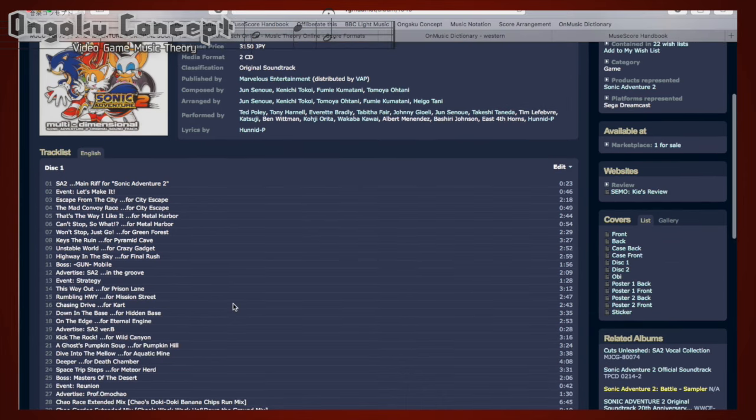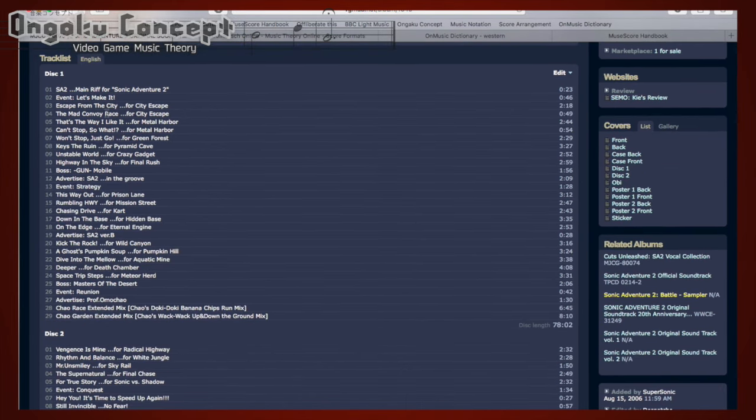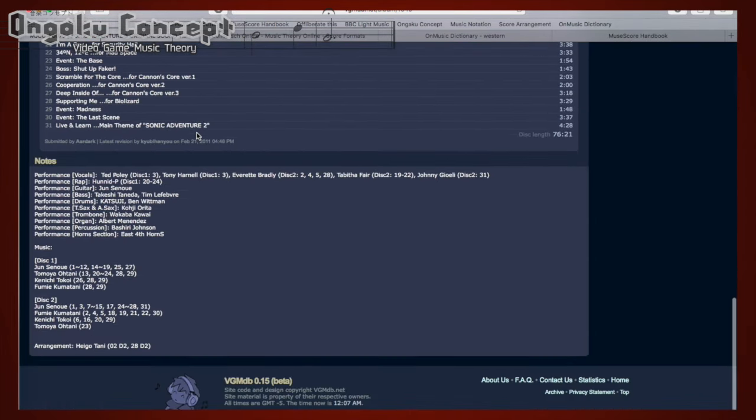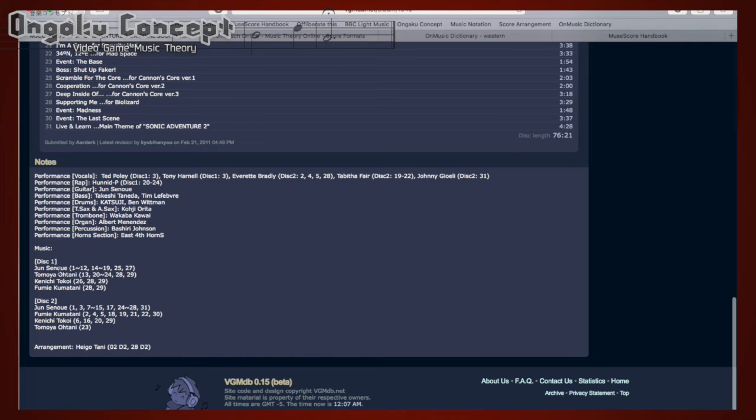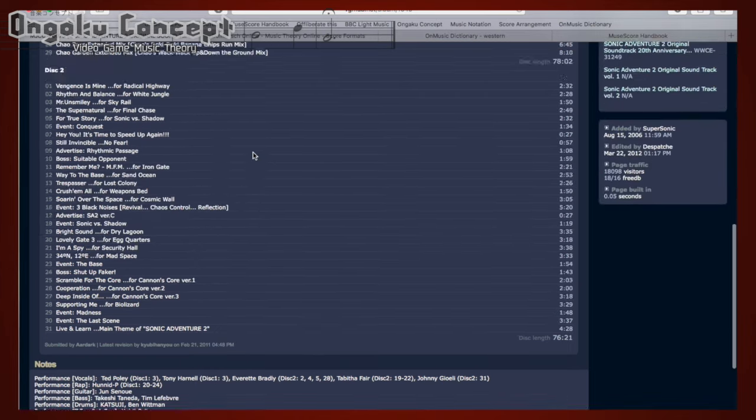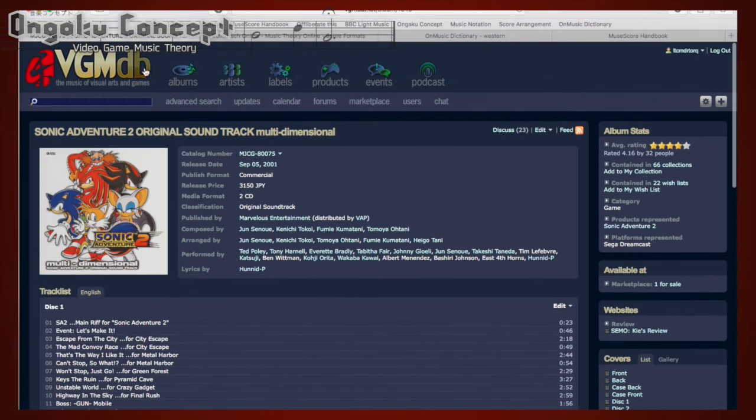So I go over here, say I'm looking at Escape from the City. Alright, that's track 3 on disc 1. Composers, Jun Senoue, tracks 1 through 12. Alright, and I think finding credits, properly attributing credits, composer, arranger, whatever, to songs is very, very important. So if you're looking for composer information, VGMDB is the place to go.